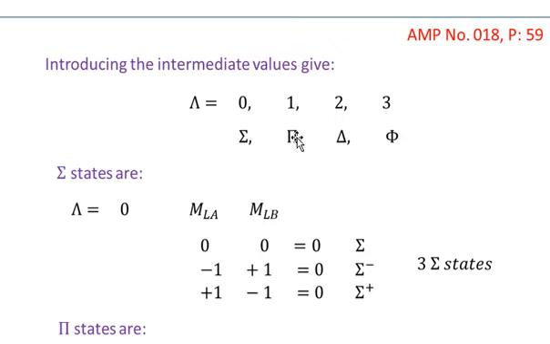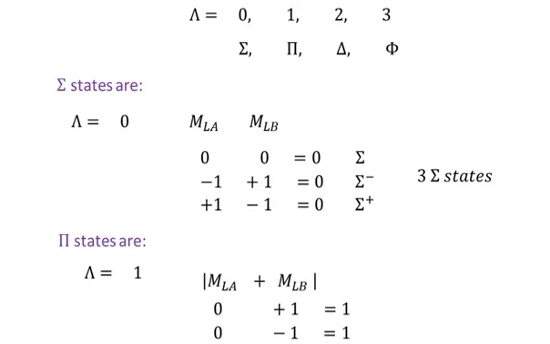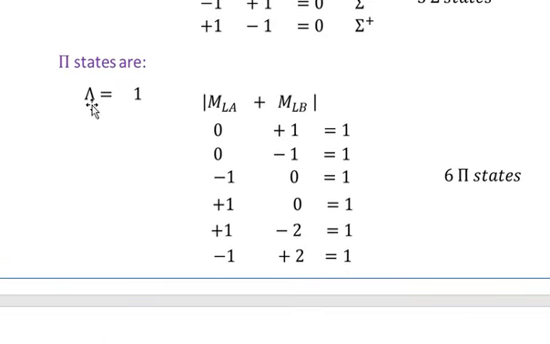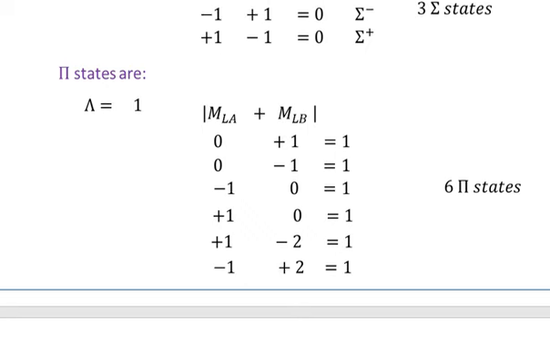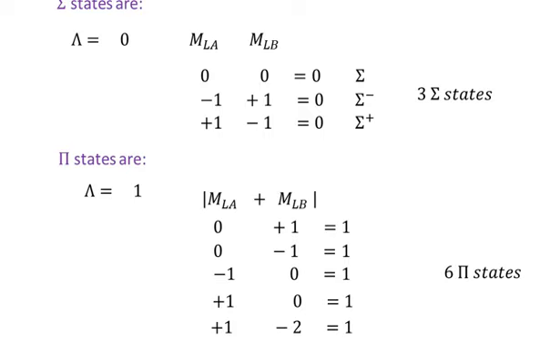Now let's talk about capital lambda equal to 1, that is the pi states. Capital lambda equal to 1 can be obtained using these combinations: 0 plus 1, 0 minus 1, because we are considering the mod values, minus 1 0, plus 1 0, plus 1 minus 2, minus 1 plus 2. The mod of all these quantities is equal to 1. So how many possible combinations are there? 6. So it means that there are 6 pi states. With the sigma, we have 3 sigma states, and with the pi, we have 6 pi states.